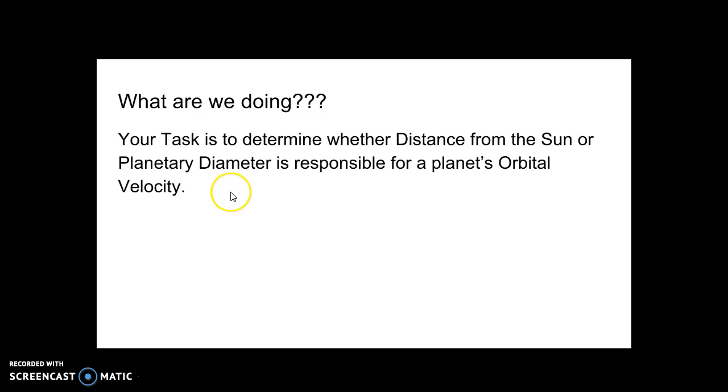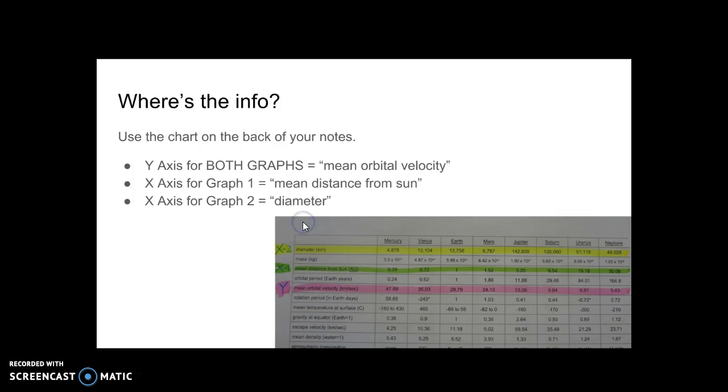Okay? Students often have competing hypotheses about what is responsible for the speed of a planet as it goes around the sun. You are going to use these graphs to determine whether distance from the sun or planetary diameter is responsible for a planet's orbital velocity. So after you have made these two graphs, it should become clear which of these attributes of a planet makes it go around the sun at its given speed.